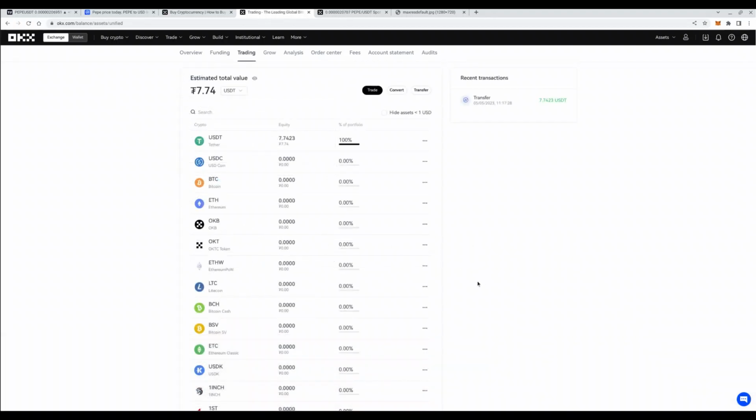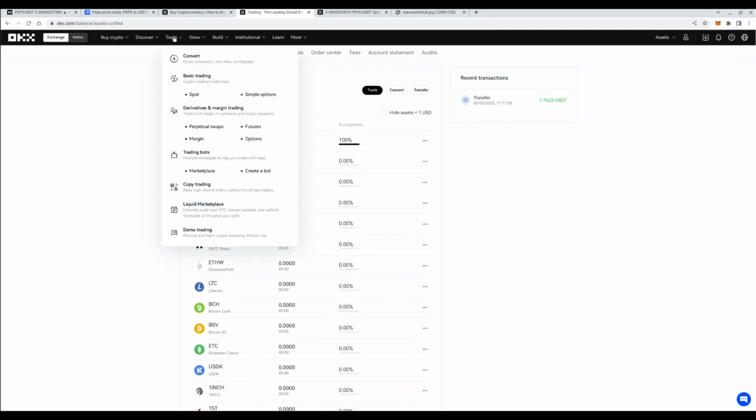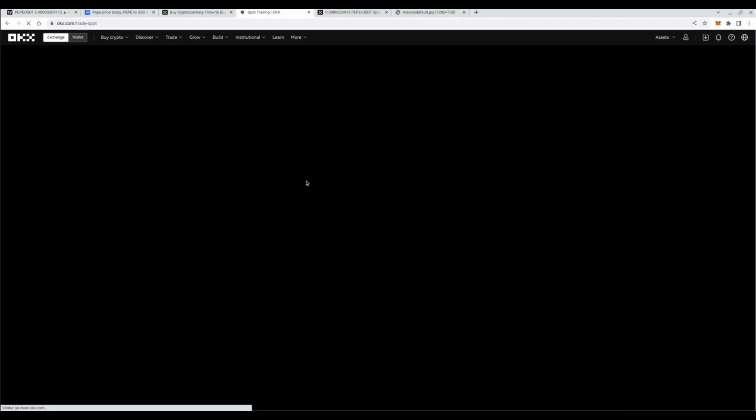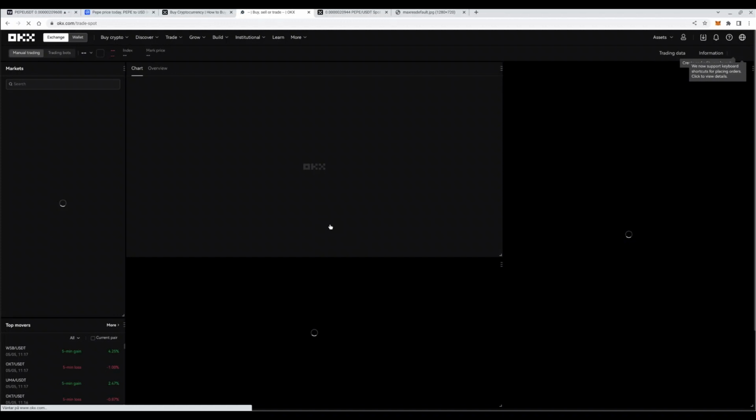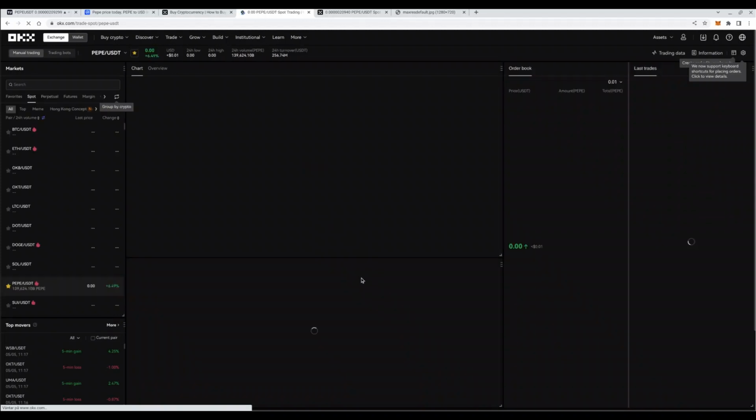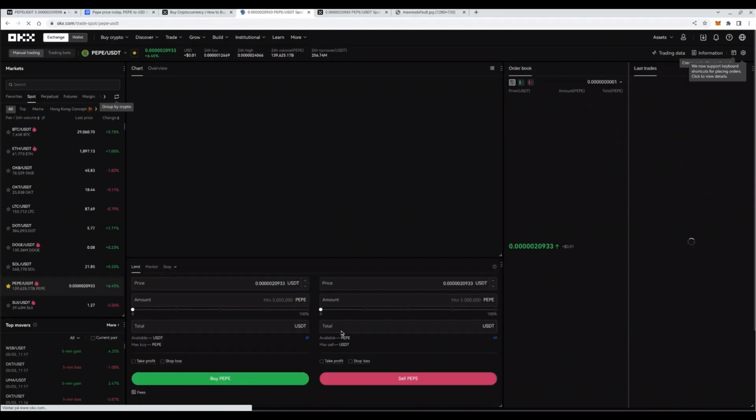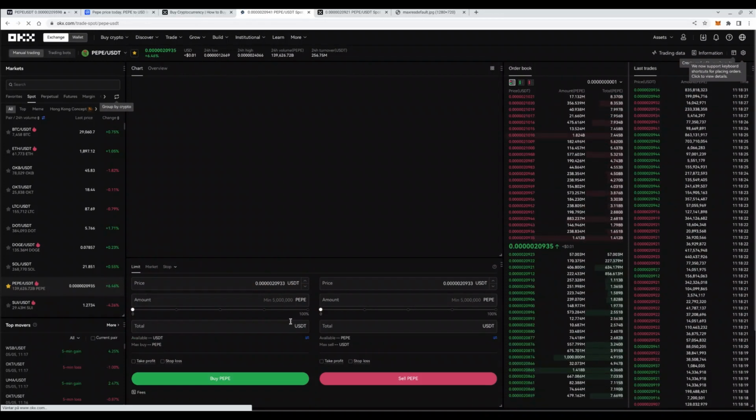So the next and final step is actually to buy the Pepe coin. What you need to do, or the most easy thing you could do, is to hover over this trade button. You go to basic trading, and you will get to a page looking something like this. It's loading a bit, and you see all kinds of numbers. You see red, you see green.